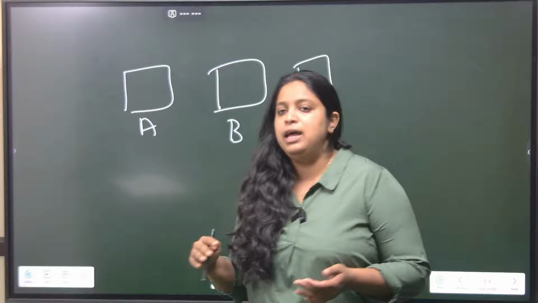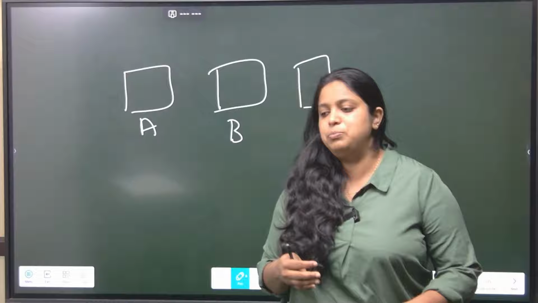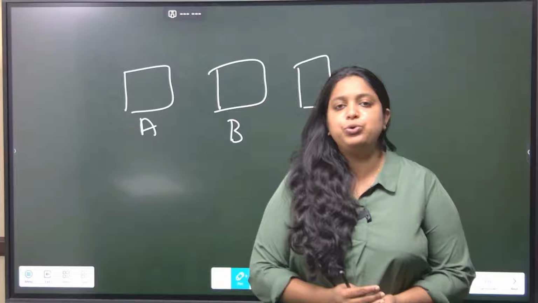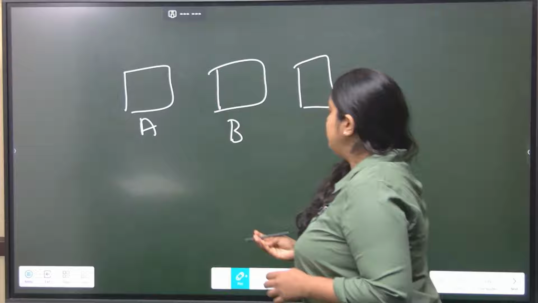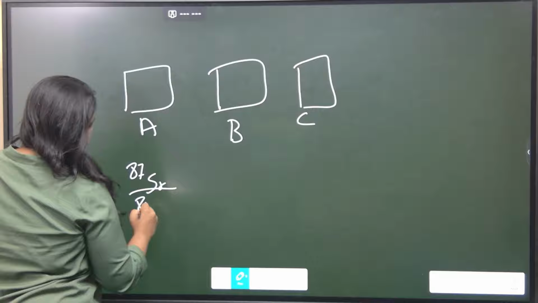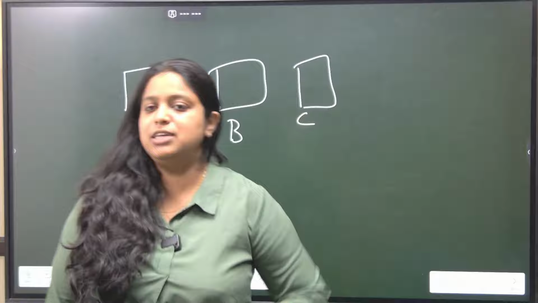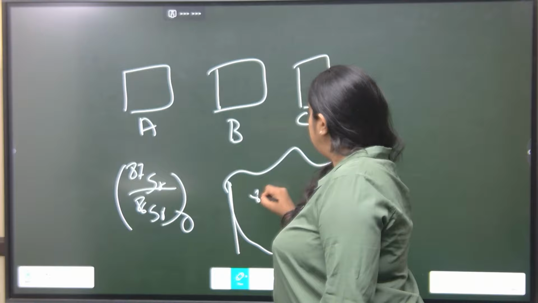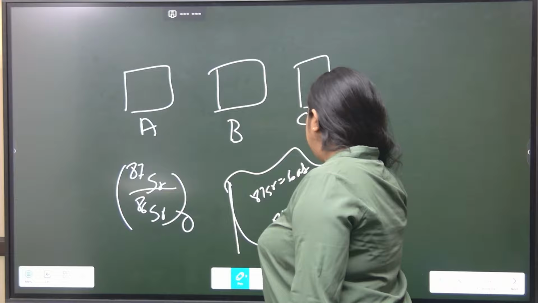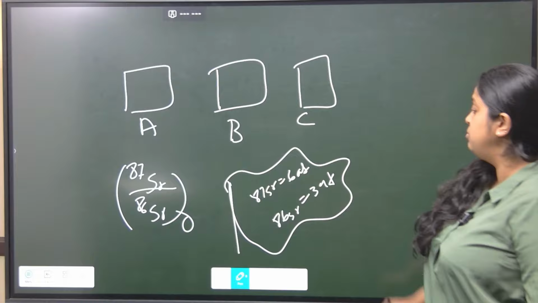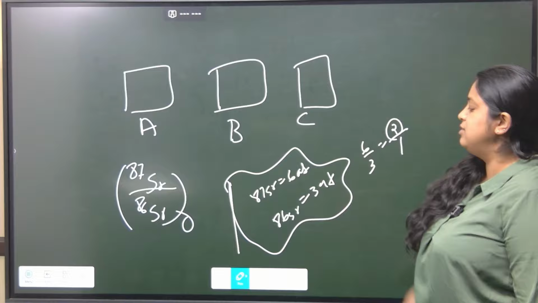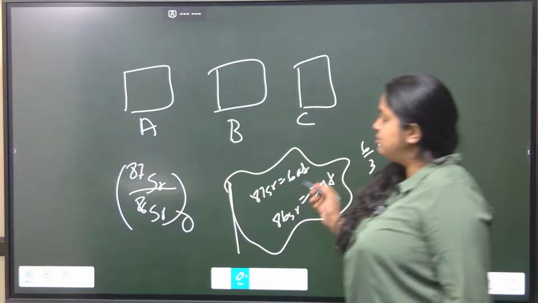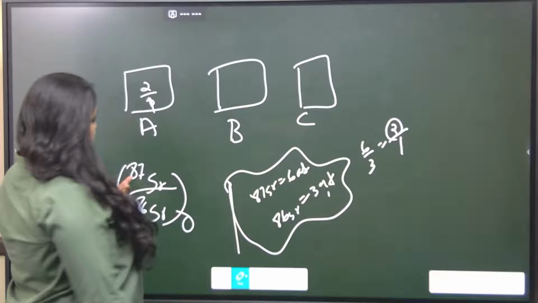And if I assume that all these three rock samples or mineral samples are cogenetic, that means they formed at exactly the same time, then all three of them will have the same initial 87 strontium to 86 strontium ratio. If this is the magma, and the 87 strontium content was 6 atoms and 86 strontium was 3 atoms, then the 87 strontium by 86 strontium ratio is 6 by 3, that is 2 by 1. This is the ratio of 87 strontium to 86 strontium in the magma. In the same ratio, 87 and 86 strontium will get into all these samples initially during crystallization.